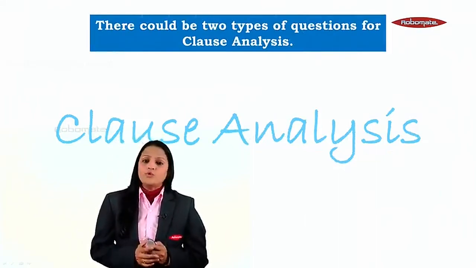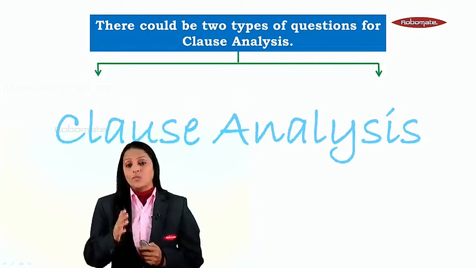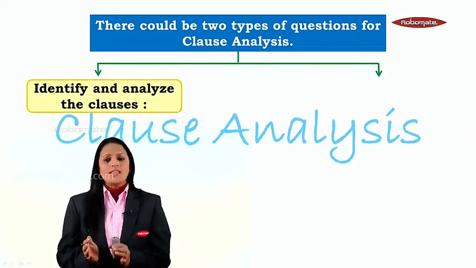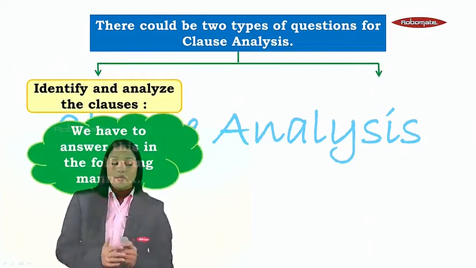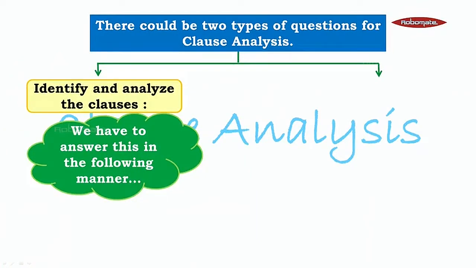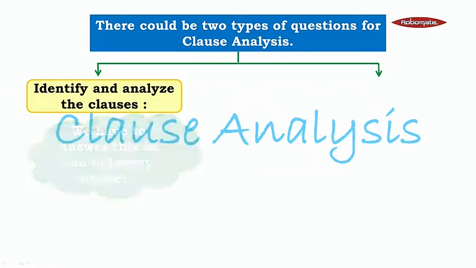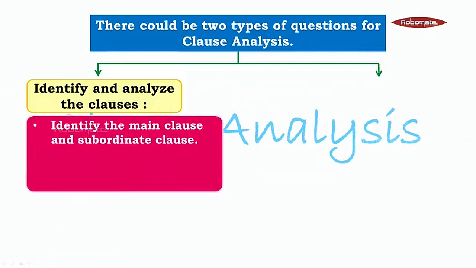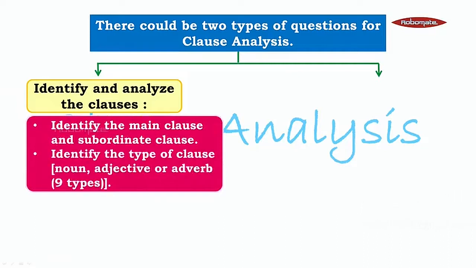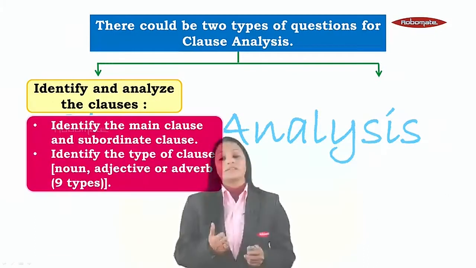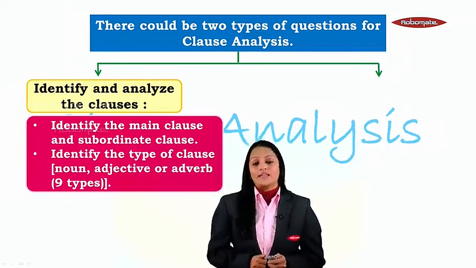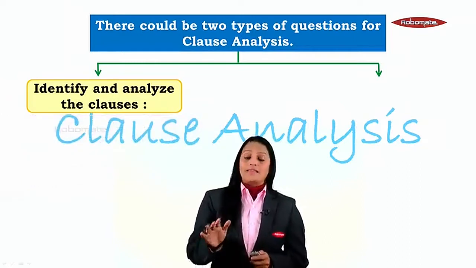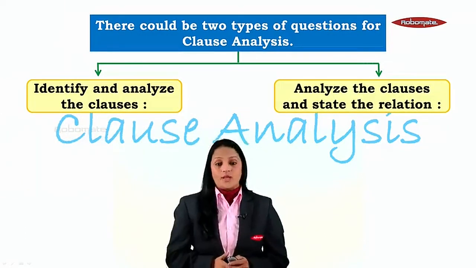Next, there could be 2 types of questions in clause analysis. What are those 2 types? One, just identify and analyze the clause. And the other one would be a little more. Now, what do we do in this one? We have to answer this in the following manner. 1, you will identify the main clause and the subordinate clause. 2, you will identify the type of clause, that means whether it's noun, adjective, or adverb. And in an adverb clause, which of the 9 types is what you have to write here. That's it. Now, let's look at the next one.